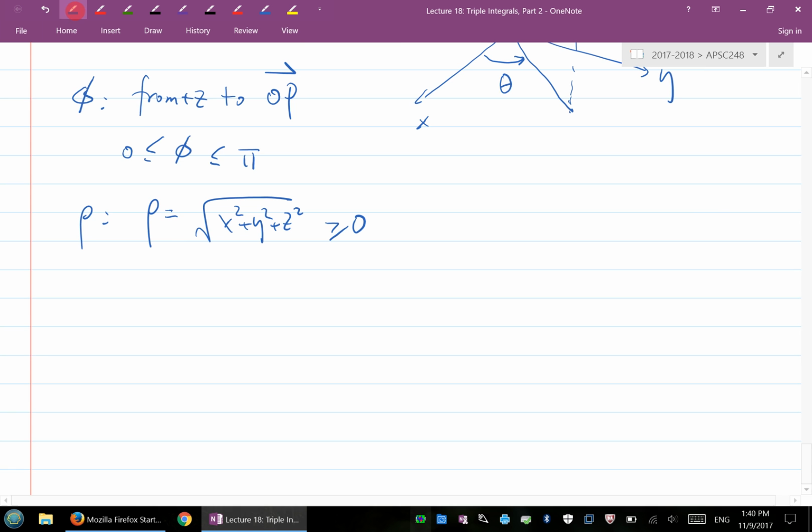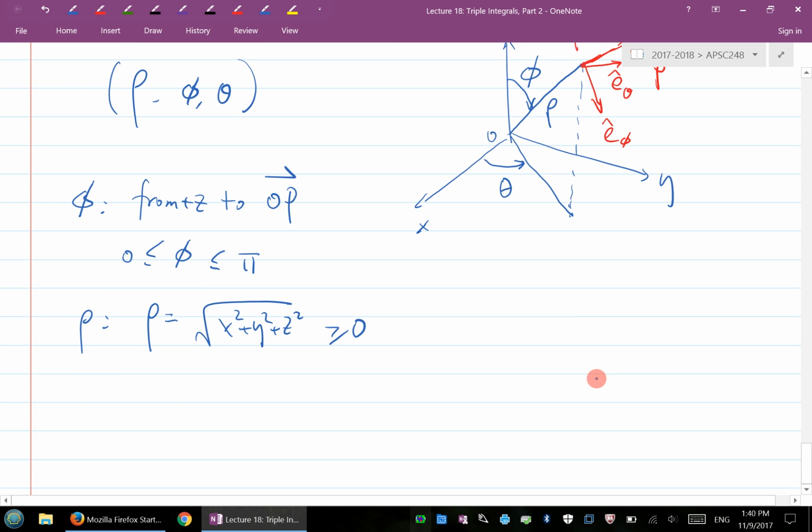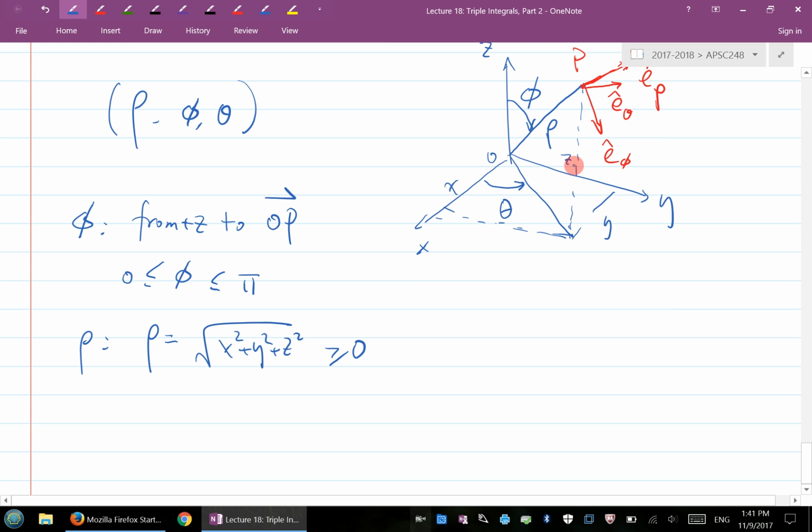So what's the connection between spherical coordinates and Cartesian coordinates? It's actually quite straightforward. If you look at the geometry here, this is your x, this is your y, and this is your z. You look at the connection: what's the x distance in terms of rho, phi, theta? So I can do this calculation. This is phi, and this is also phi, and this is a right triangle here.